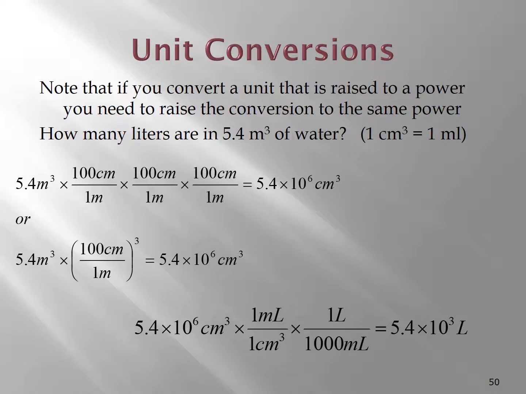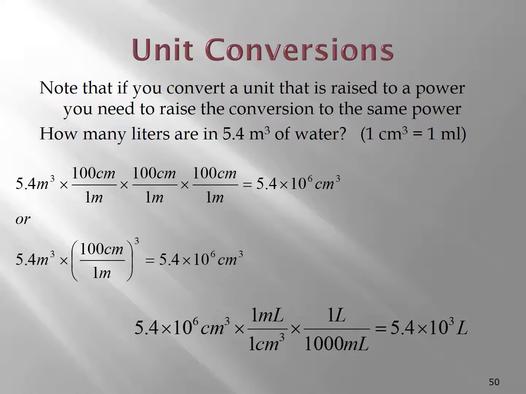So just one more note. If you convert a unit that's raised to a power and you're using that conversion, make sure that you raise the conversion factor to the same power. So let's look at an example of that. So the question is, how many liters are in 5.4 meters cubed of water? Well, remember we said earlier that 1 milliliter of water is equal to 1 cubic centimeter, or 1 centimeter cubed. So if we can get meters cubed to centimeters cubed, then we'll be able to convert to milliliters.